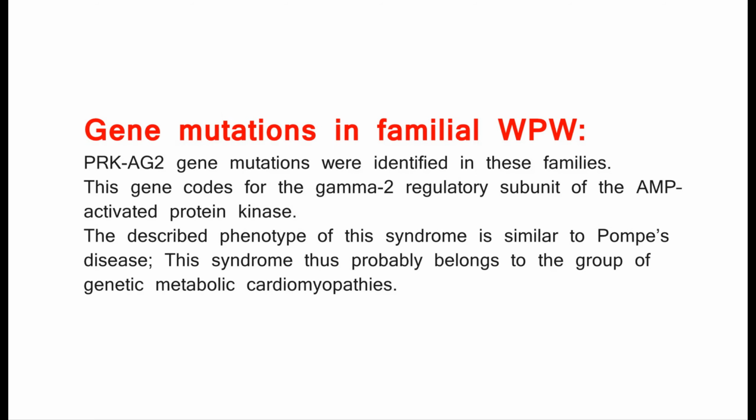Premature sudden cardiac death occurs in 10% of patients. Gene mutations in familial WPW. PRKAG2 gene mutations were identified in these families. This gene codes for the gamma-2 regulatory subunit of the AMP-activated protein kinase. The described phenotype of this syndrome is similar to Pompe's disease. This syndrome thus probably belongs to the group of genetic metabolic cardiomyopathies.